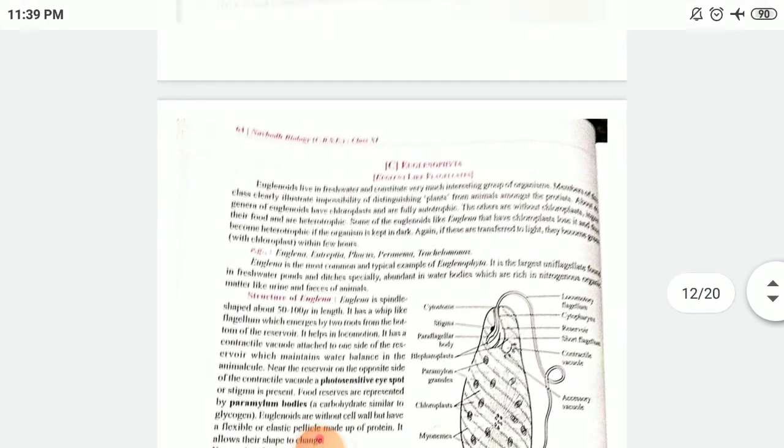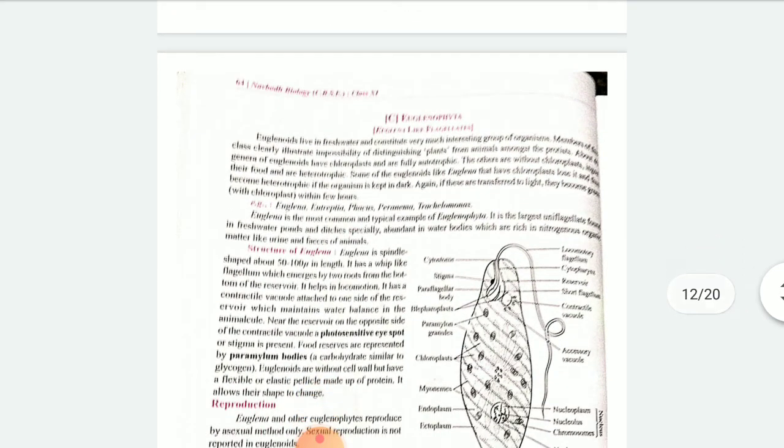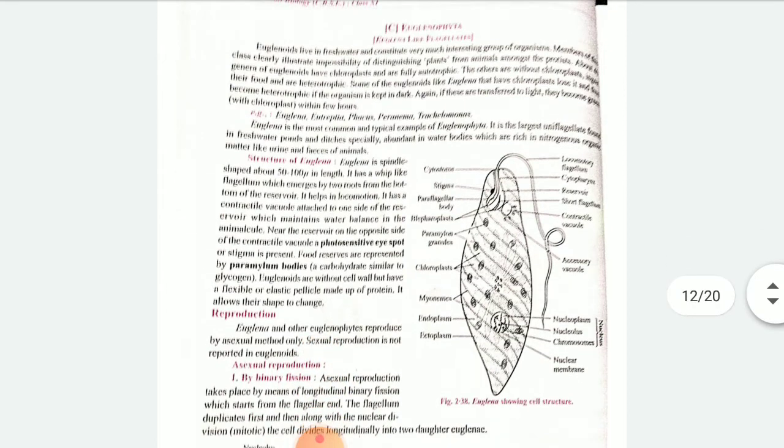Today we are going to start the new topic that is Euglenophyta. That is a part of Protista only. It is also known as your Euglena-like flagellates. As you can see in the figure, it is a slipper-like structure and one flagellum is attached. This is the structure of your Euglena.